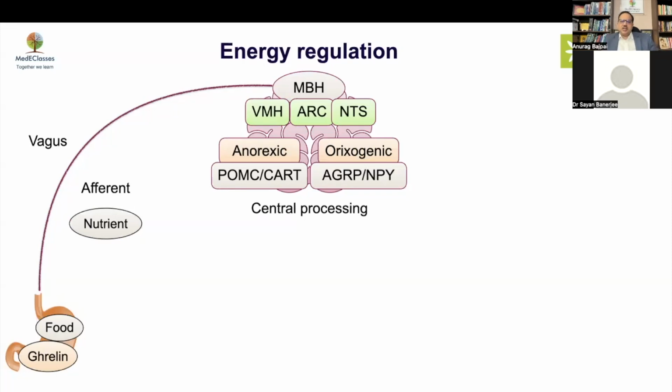The other signals which will tell us whether we have got enough energy are the level of nutrients in the body, the energy in the form of ATP, and some intestinal signals, the most important of which are known as incretins, such as GLP-1.